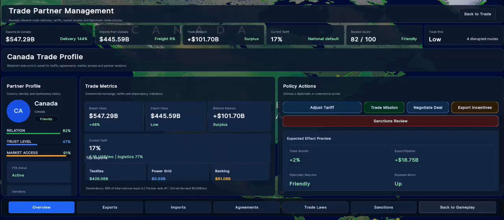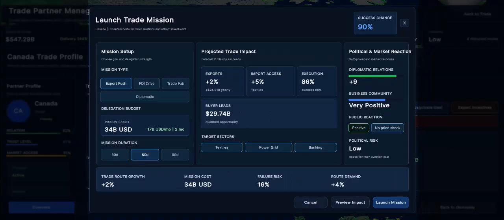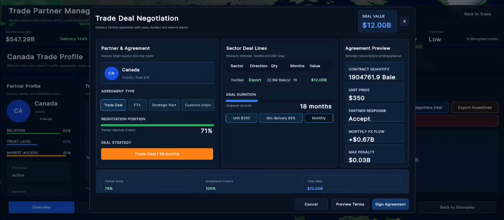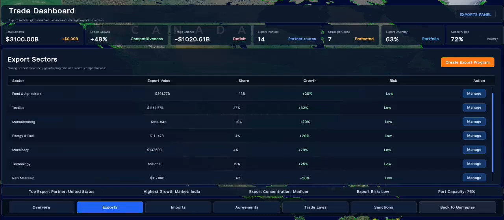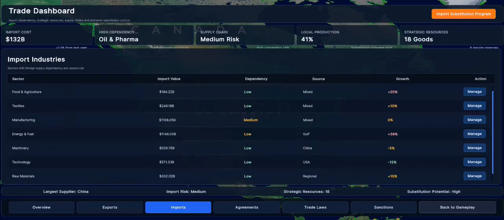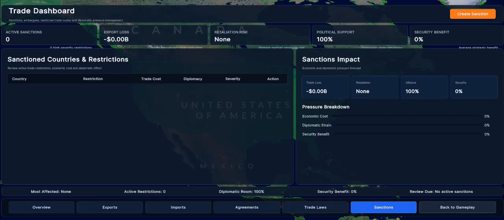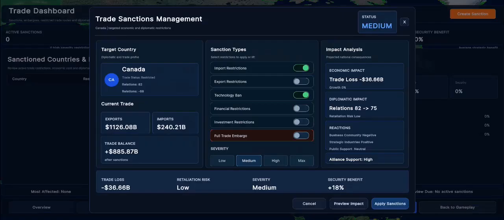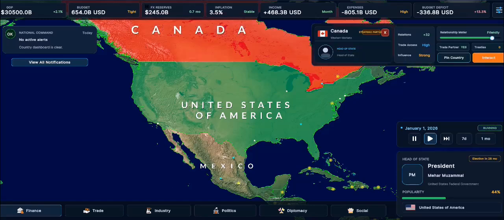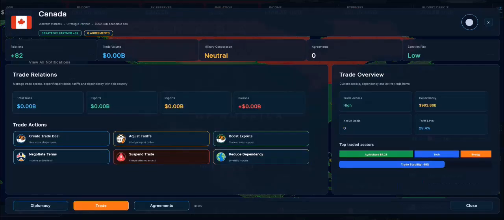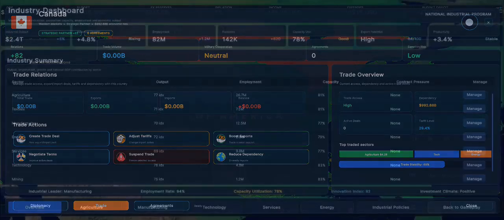Launch trade missions. You can launch a Ministry of Commerce trade mission to increase trade with your partner and negotiate export or import agreements. A signed agreement is only the beginning. Your industries must have the capacity to deliver. Your partner must remain satisfied, and every shipment can strengthen or drain your foreign exchange reserves. Protect domestic producers, open new markets, respond to sanctions, or use economic pressure against your rivals. Every opportunity carries diplomatic and economic risk.